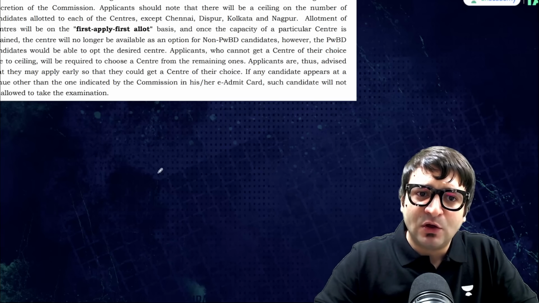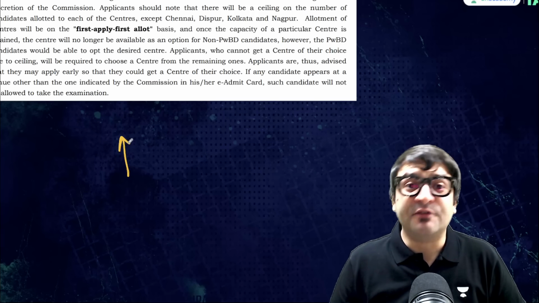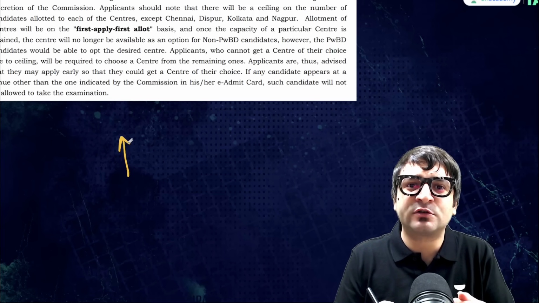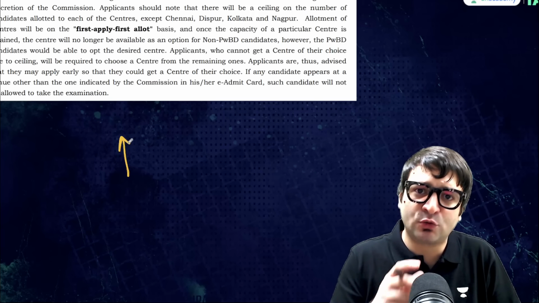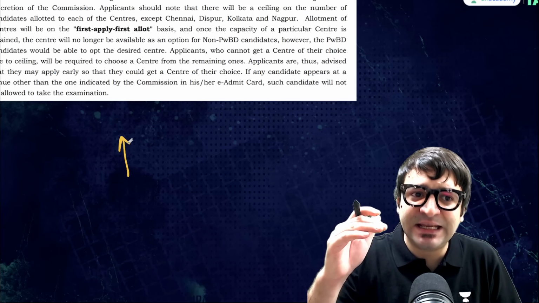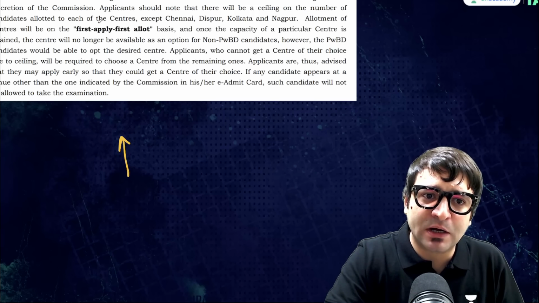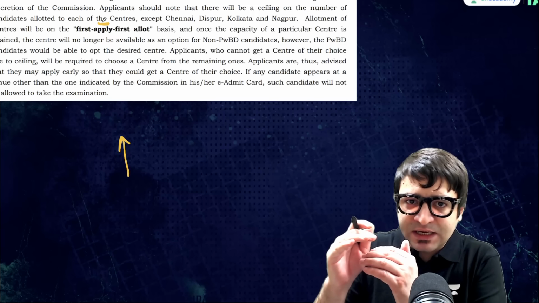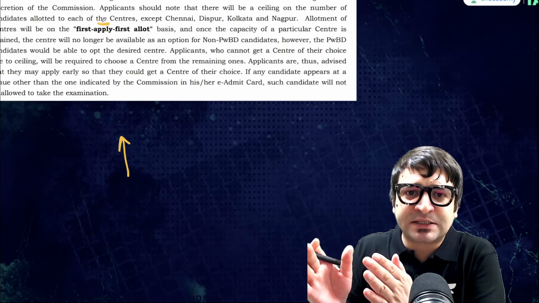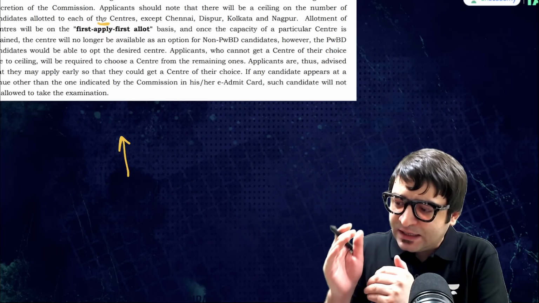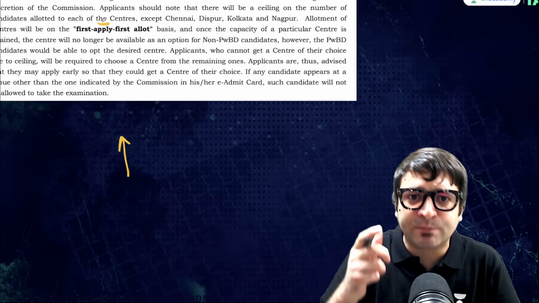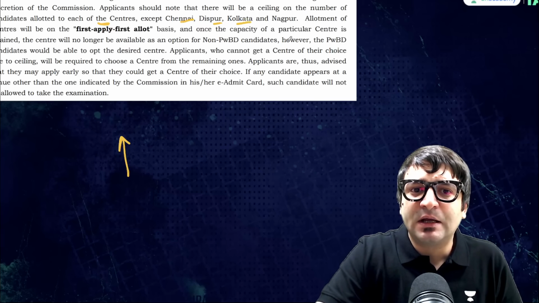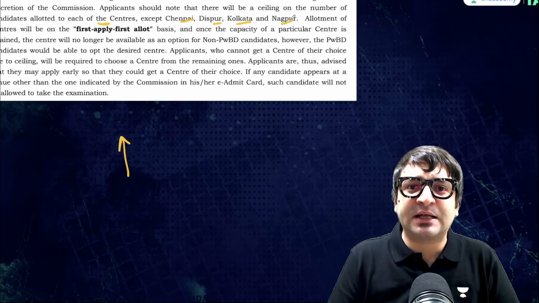But at the same time, what about the venue? The examination venue. I told you, we urge you to fill this examination form as early as possible, as quickly as possible. Why? Because there is a ceiling on the number of candidates who are allotted to each of the centers. If this ceiling is breached, that means for this particular center, 100 candidates are allowed, then this center will not appear in your options. There will be no ceiling for Chennai, Dispur, Kolkata and Nagpur. But for every other center, there is a ceiling.